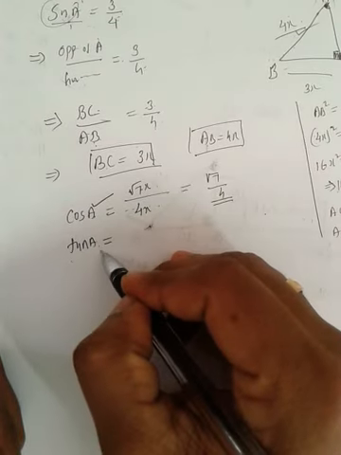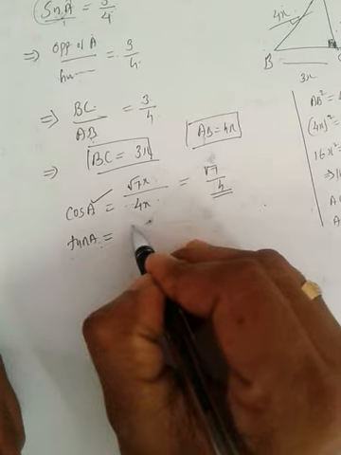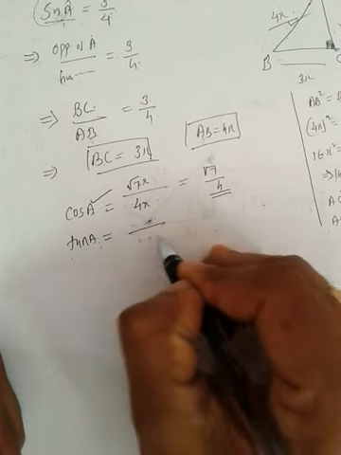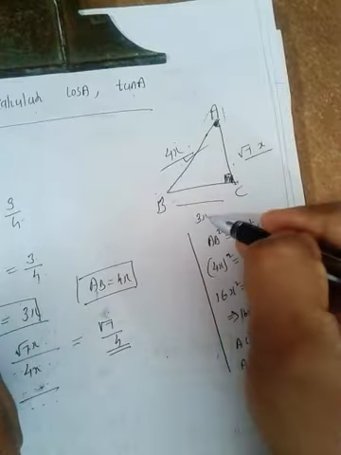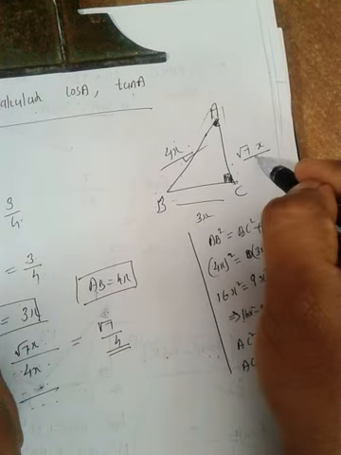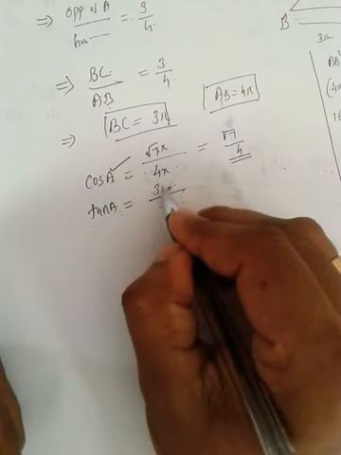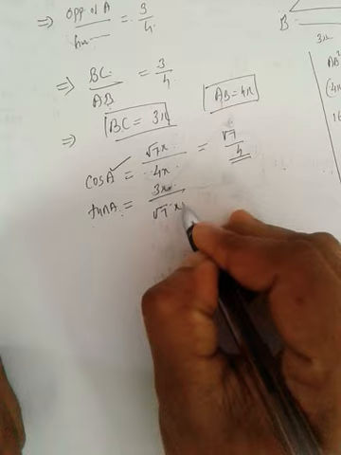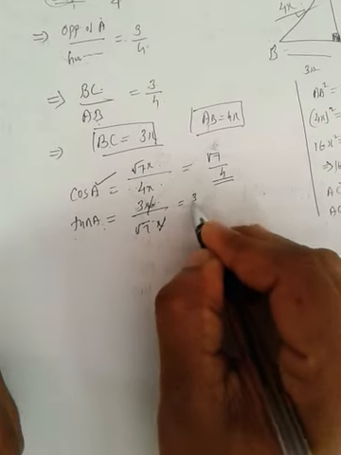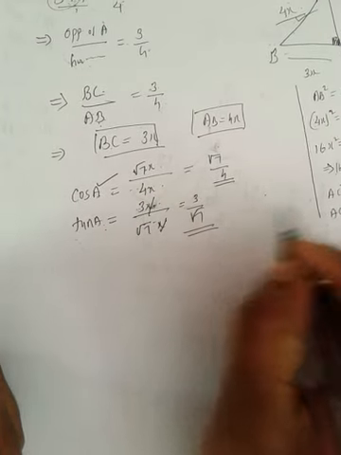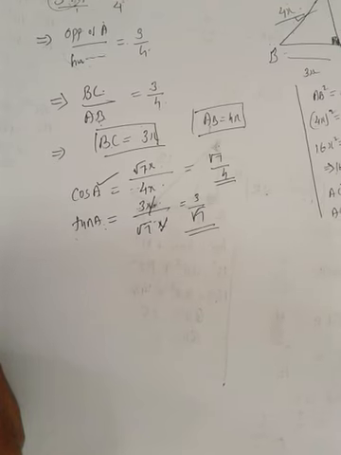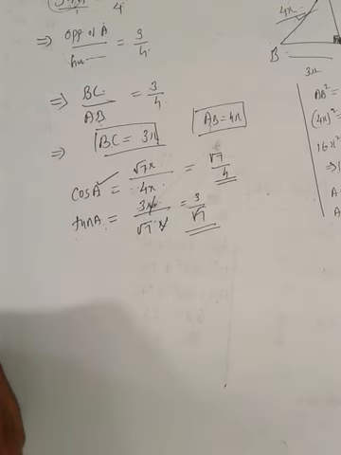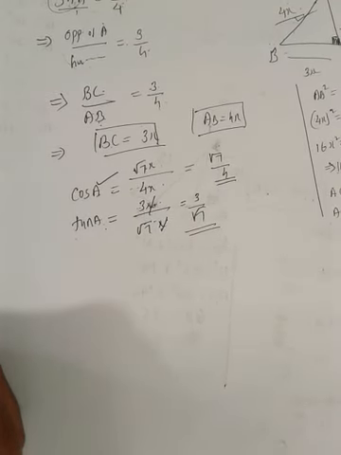Then we are supposed to calculate tan A. Tan A formula, opposite of A by adjacent of A. This is the angle A. Opposite of A is 3x. Adjacent of A is root 7x. So the answer will be 3x by root 7x. We can cancel x and x. We will get 3 by root 7 as the answer. What? 3 by root 7. Clear? Correct answer. So this is the method which you must follow.